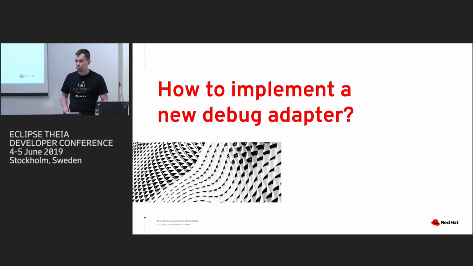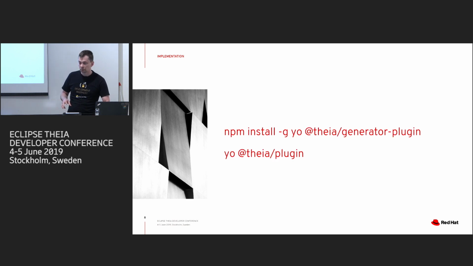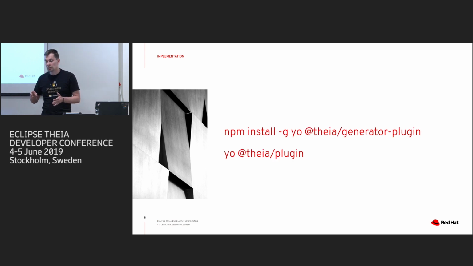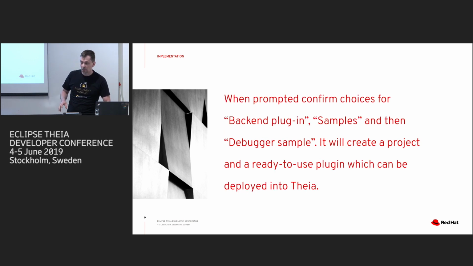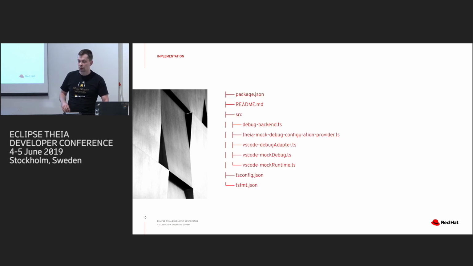Okay, how do you implement a new debugger? The best way is to start from a sample and understand how things work. For our case, I took the VS Code mock debugger and packaged it into a Theia plugin. So we need a Yeoman plugin generator: install it and run it. When prompted, we confirm the choices for backend plugin, samples, debugger sample, and it will create a ready-to-use project that can be deployed into Theia.